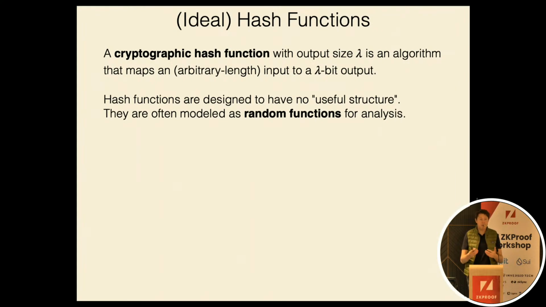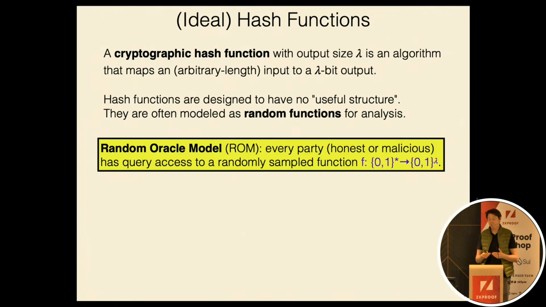Even though we try to design them with no useful structure, it's pretty hard to say, okay, this is the list of properties. So usually when you analyze schemes with, for example, SHA-256, you're going to try to model it as if it literally has no structure, namely it is a random function, okay? This leads to what cryptographers call the random oracle model, where every party, this includes honest and malicious parties, has query access to a randomly sampled function, okay? Of course this is not reality. In the real world we don't have a random function, but we think that hash functions we do design can be reasonably assumed to behave like random functions.